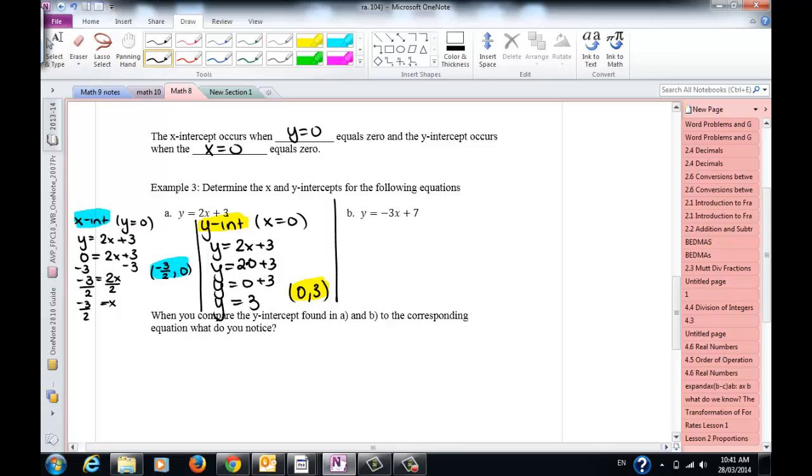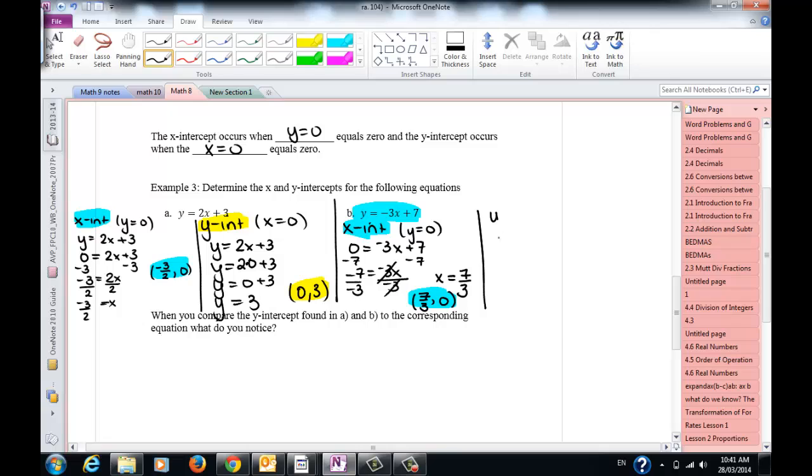Let's do it again for B. So I'm trying to find my x-intercept, and this occurs when y equals 0. So I have 0 equals negative 3x plus 7. Now I'm trying to solve for x, so I'm going to have to subtract 7 from both sides to get x by itself. And then I'm going to have to divide by negative 3 on both sides. And negative 3 divided by negative 3 is 1, so I get x equals, and a negative divided by a negative is positive, so 7 over 3. So my point occurs when x is 7 over 3 and y is 0. And this is my x-intercept for this equation of the line.